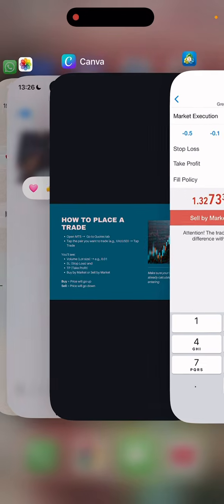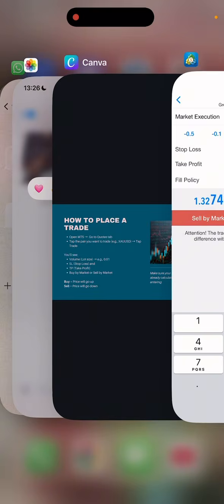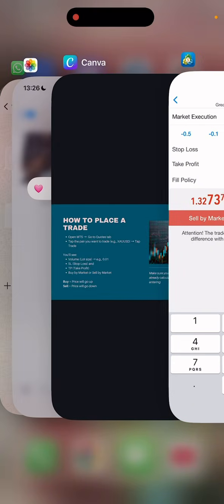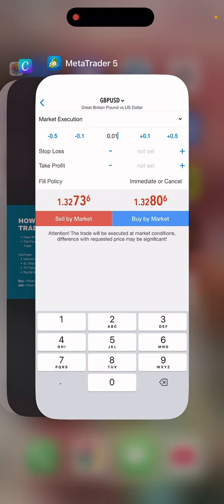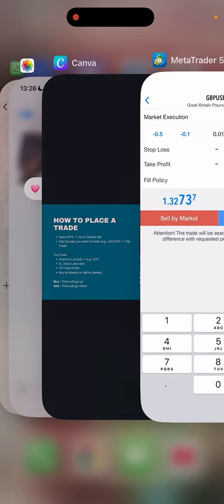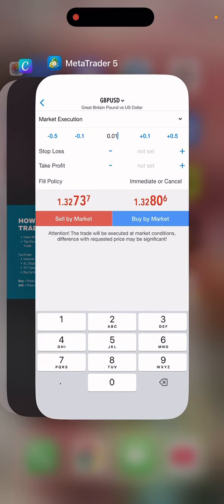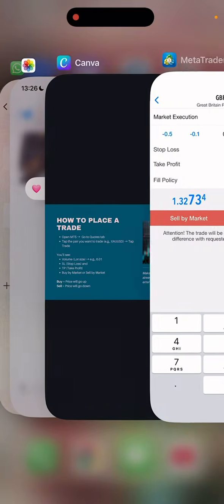So now, what was the other thing they said? You will see volume, lot size. We've put it at 0.01. 0.01 means you're risking the most minimum amount of money. SL, what does SL mean? Stop loss. Take profit, what does take profit mean? TP. You see this thing that says fill policy, immediate or cancel, please ignore it, it is not important. Next thing we see is sell by limit, buy by limit. So let's go back to the signal.